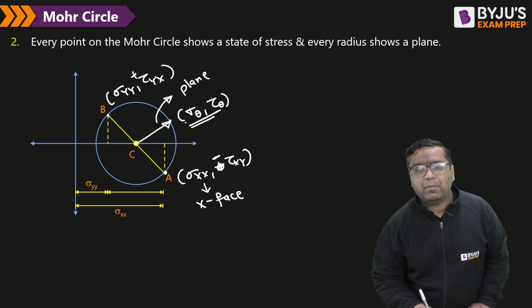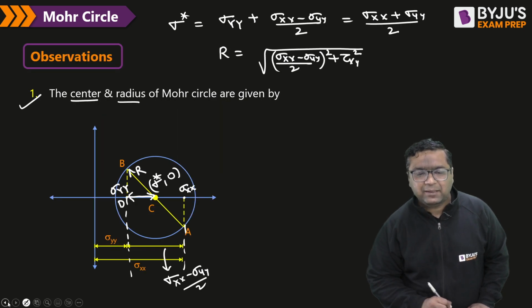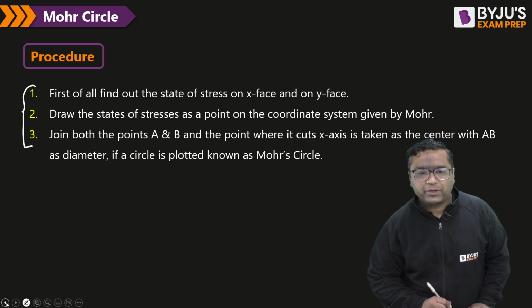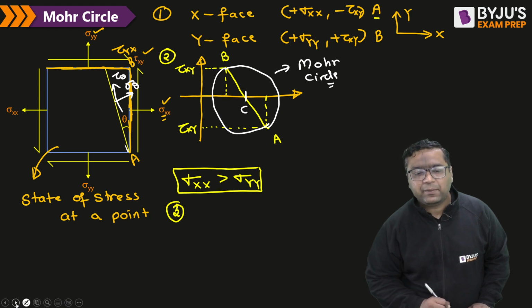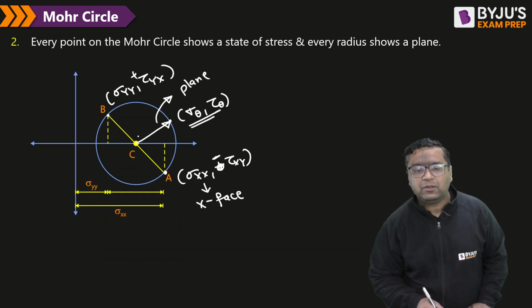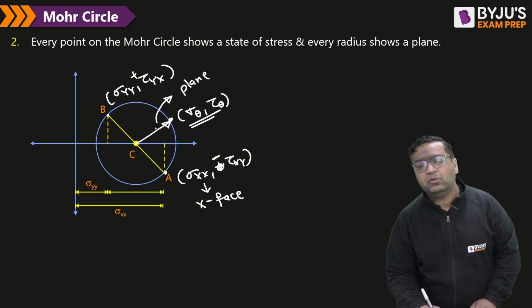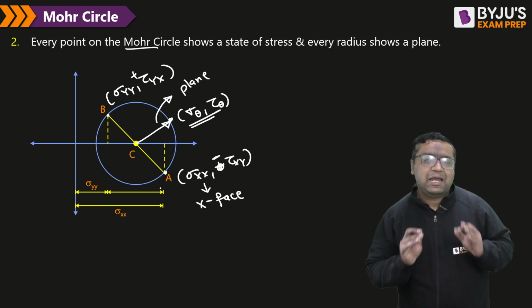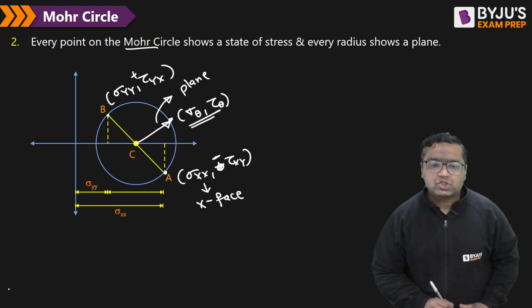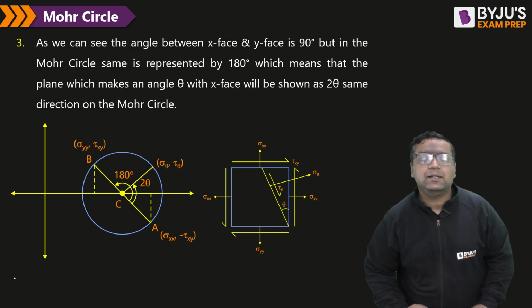Okay, so my dear, what do you mean by that? It simply means if we are going to take a plane here, on this plane there will be some normal stress, there will be some shear stress. So that normal stress and shear stress will be represented by some point on the Mohr circle like this, and the radius from the center to that point will tell you about that plane. So every point on Mohr circle shows the state of stress, every radius shows that plane. So my dear, this is what Mohr circle is representing.